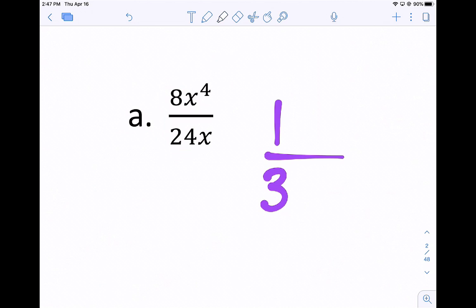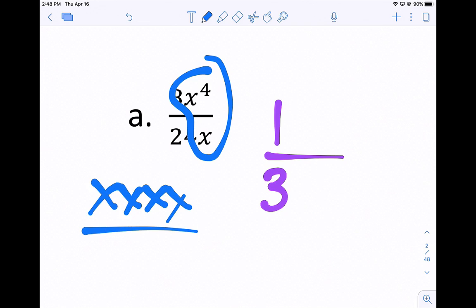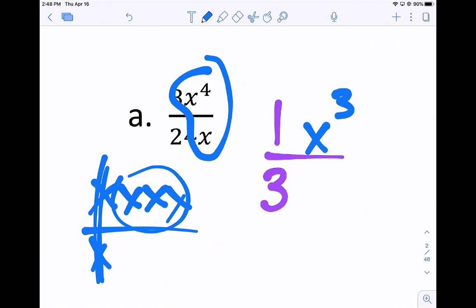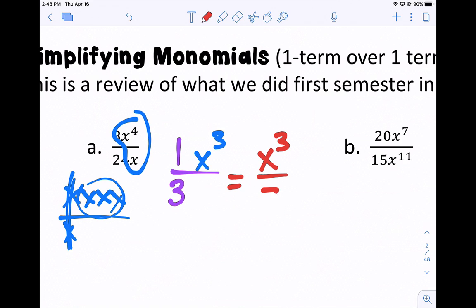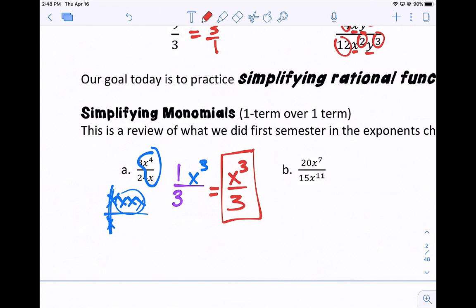The second thing that we looked at was the base. Things that have the same bases, we can reduce. So we have x to the 4th power over x to the 1st power. So essentially it's saying you have 4 x's on top, you have 1 x on bottom. When you cancel, how many are left and where are they? And so here you would have x to the 3rd power on top. Another way to write this, you don't need to write the 1 there, so we could also write this as x to the 3rd over 3. And that is a simplified rational function, a monomial over a monomial.